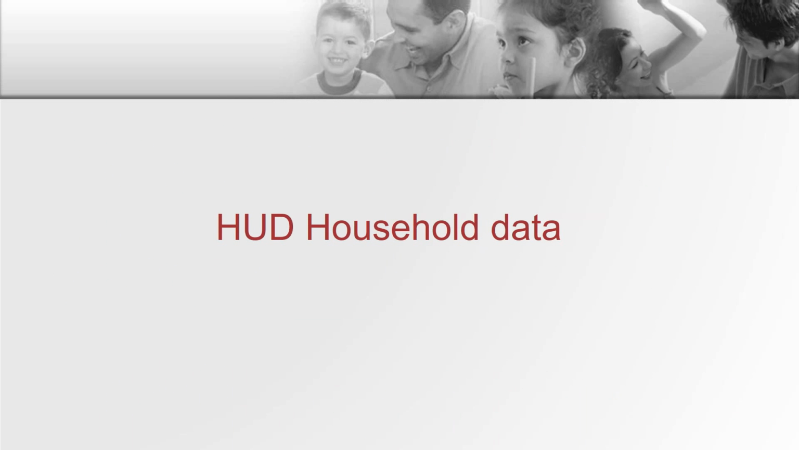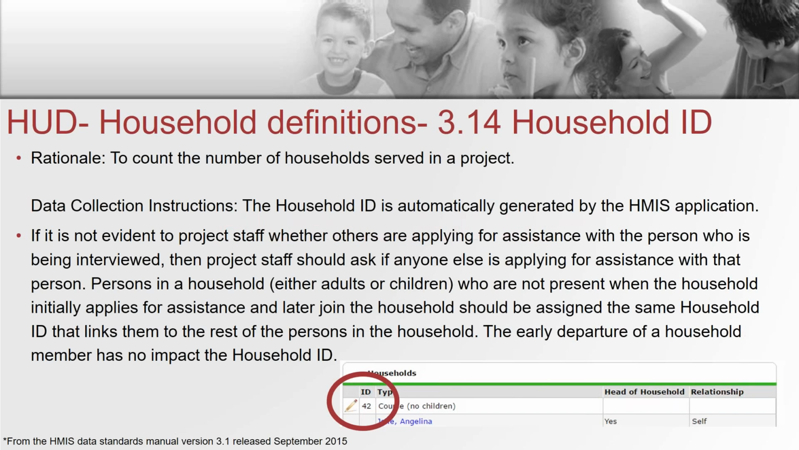Okay, so the first thing I want to break down is the HUD household data. It's important for us to keep in mind what HUD considers households to be and how they would like us to define them. So in ServicePoint, you have three household data elements, 3.14, 3.15, and maybe it's 3.15.